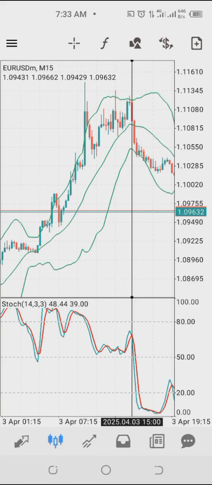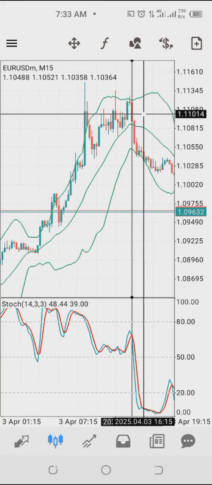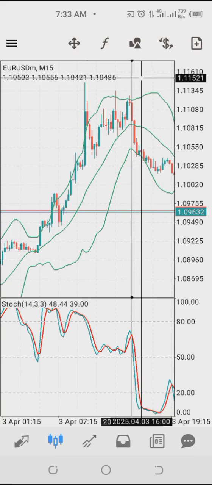Okay, very, very simple. Now, where do you place your stop loss? Your stop loss would just be placed just above the eye.